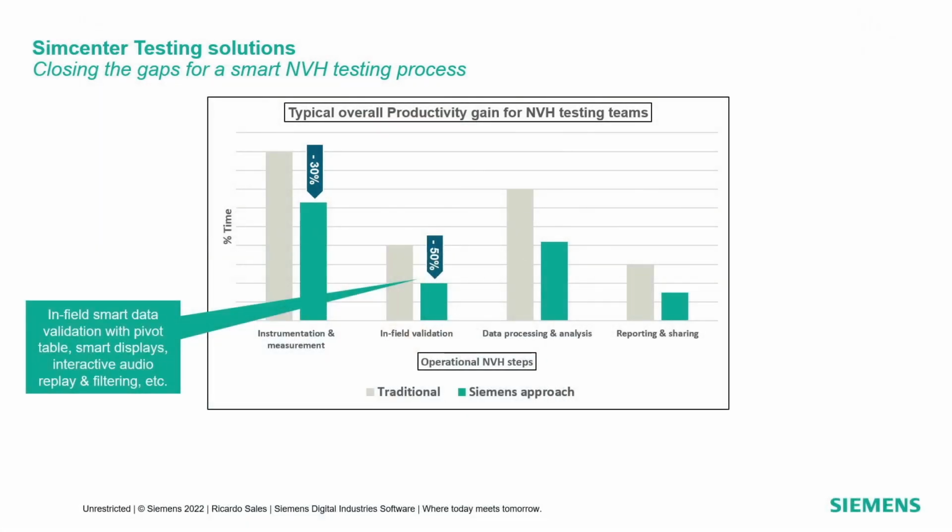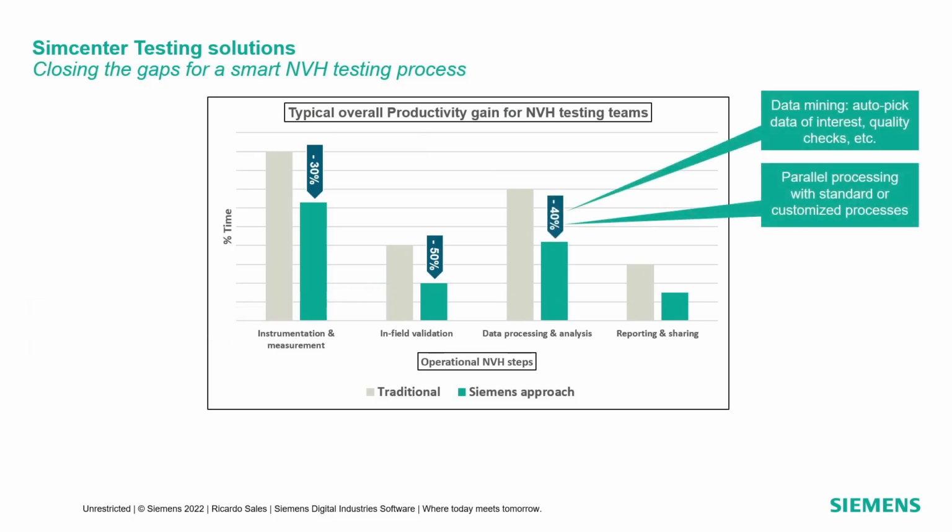For the in-field validation, we saw that this phase is very important, because it avoids that the data that goes to the processing is wrong. So it's important to have a very well-defined process here with, for example, the pivot tables that we saw, the smart displays and all the replay and filtering, etc. All these tools will speed up this process, and we believe that we can gain up to 50% of time as well. The next one is the data processing and analysis.